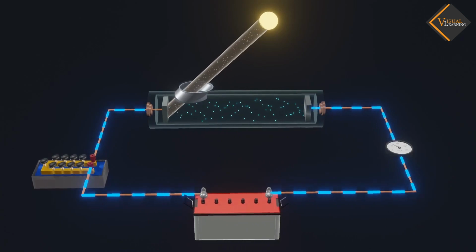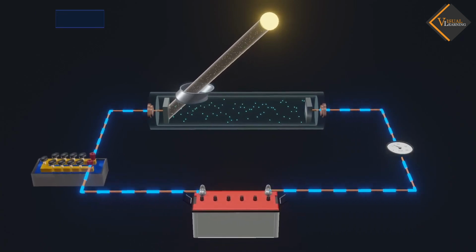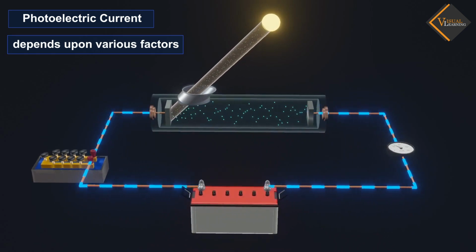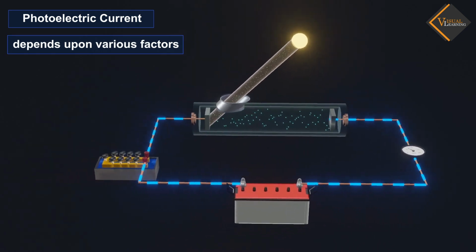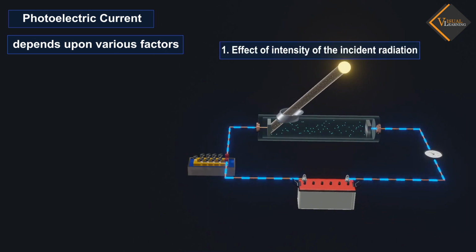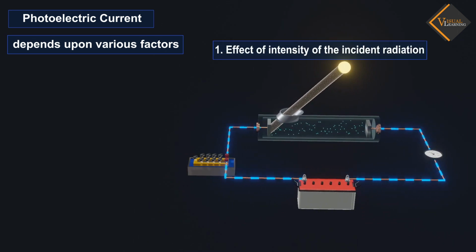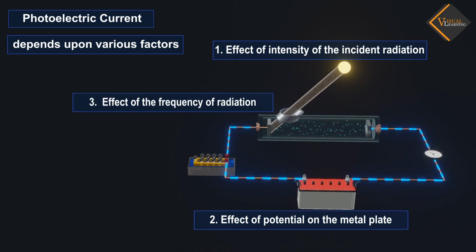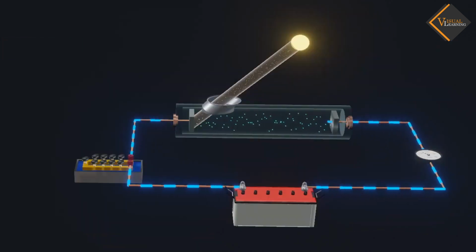In this experimental study, it was found that the photoelectric current varies depending on certain factors, and these factors are: effect of intensity of the incident radiation, effect of potential on the metal plate, effect of the frequency of radiation. Let's now understand how these factors affect the photoelectric effect.